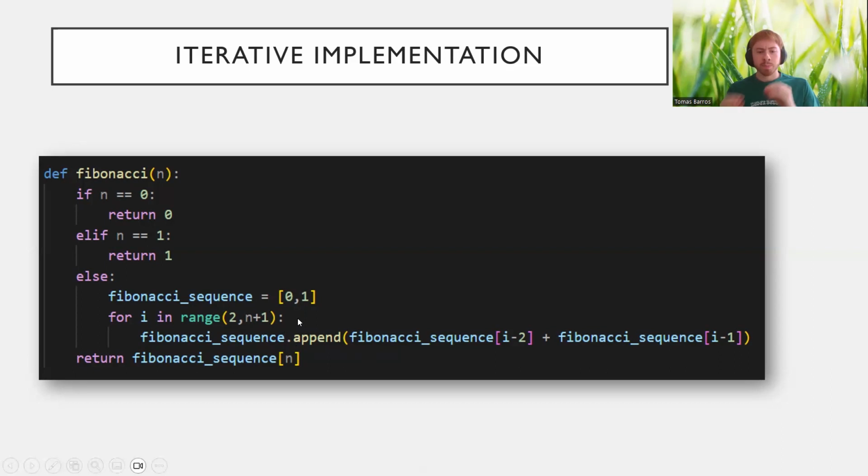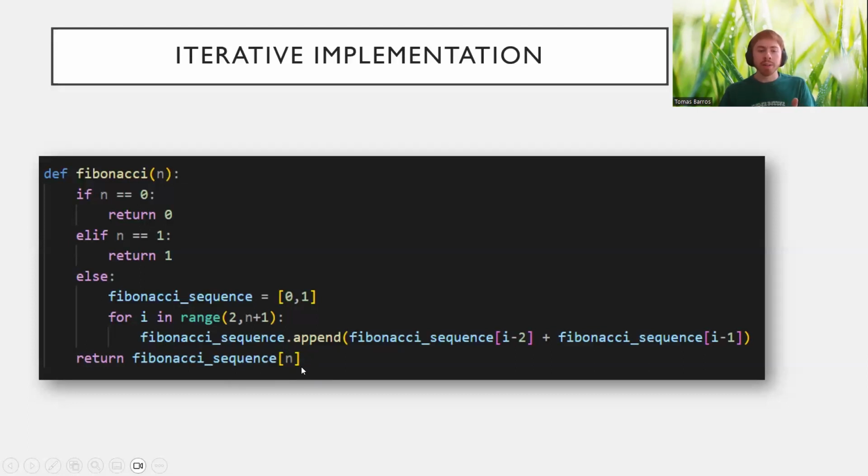The iterative implementation constructs a list of all Fibonacci numbers and then simply returns the final element. So if we want the nth element, if that n is 0, we simply return 0. If it's 1, we simply return 1. But if it's any other number, then we construct the whole sequence. Here we're making an initial list of 0 and 1 for the first 2 elements, and then iterating over the range of numbers from 2 to n plus 1. And we are adding to that list the 2 previous elements, so i minus 2 and i minus 1. Now, at the end, we return the nth element.